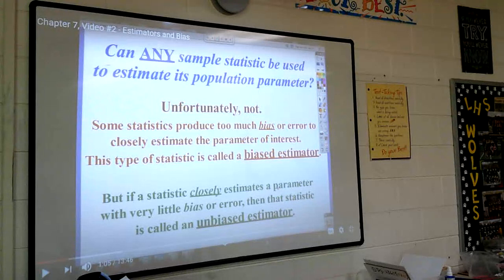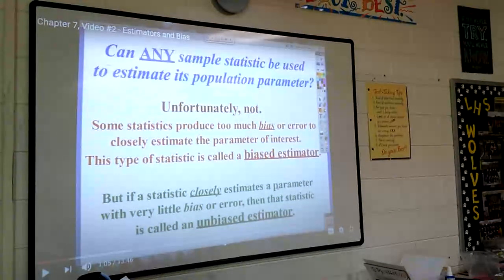an unbiased estimator. So when we're talking about polls later on today, we want to see if the poll, the goal of a poll is to measure its population parameter as well as possible. If it does not, and if it's off by a lot, then we call that biased. It's a biased estimator. It's not good. But if it does closely match what actually happens, then we call it a very unbiased estimator.